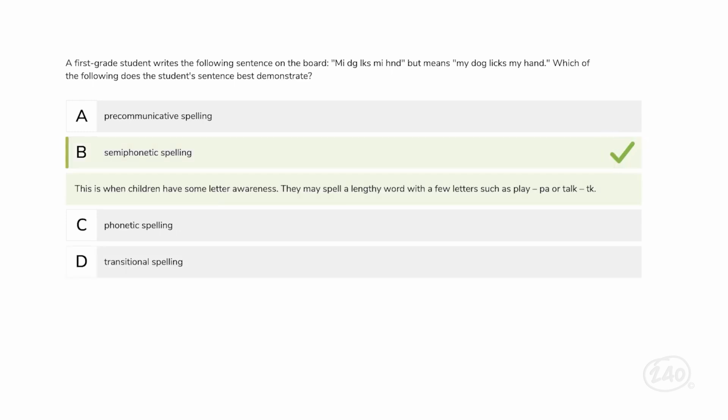This stage is when children have some letter awareness. They may spell a lengthy word with a few letters, such as play, PA, or talk.